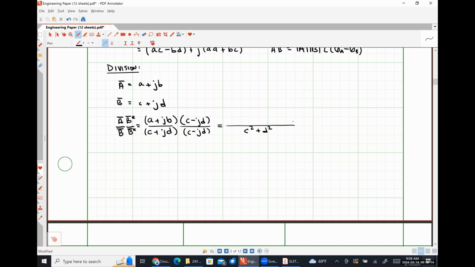Now let's work on the numerator. So I'm going to have A times C, then minus J A times D, plus J B times C, minus J squared B times D. And now I'm going to lump the real parts together. So what's negative J squared?